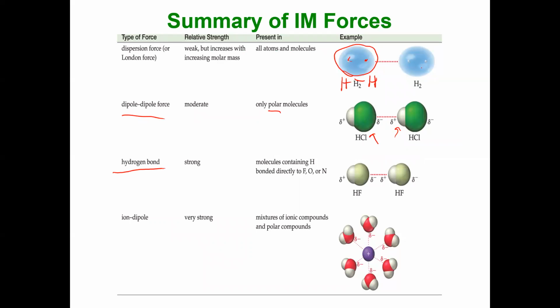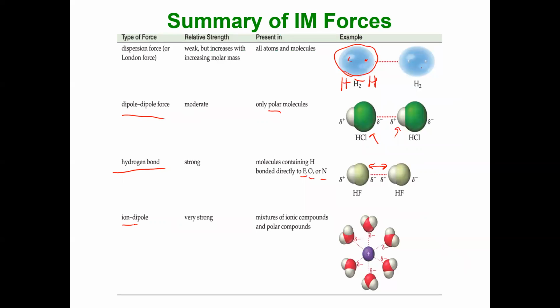With hydrogen bonding, the hydrogen has to be bound to either fluorine, oxygen, or nitrogen. Now I can distinctly see that the fluorine is much smaller than this chlorine. So this intermolecular force is going to be much stronger because the relative distance between these molecules is much closer.